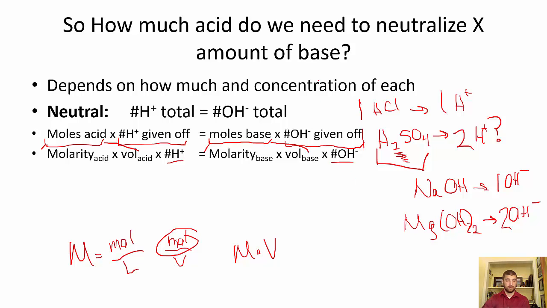So a simplified version of this would be number H plus, MaVa, equals number OH minus MbVb. So the MaVa is the molarity of the acid times the volume of the acid has to equal the number of OH minus that you get from the formula times the molarity of the base times the volume of the base. So let's take a look at a couple problems with actual numbers, all right?